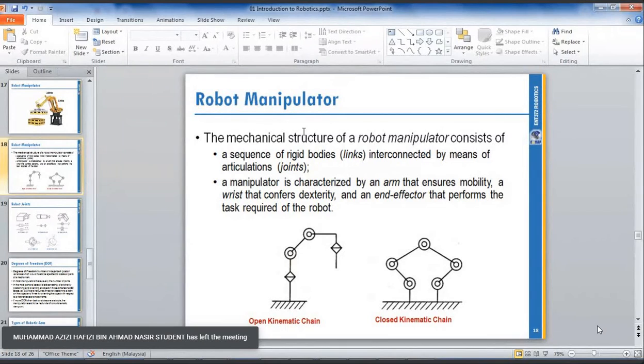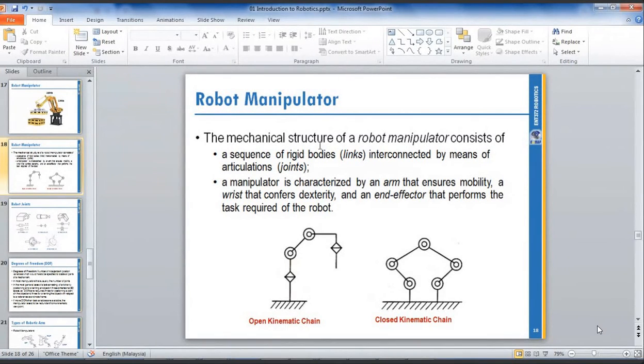Okay, the mechanical structure of a robot manipulator consists of a sequence of rigid bodies, links, interconnected by means of articulations, joints. So you have joint here, and between joints we call link. A manipulator is characterized by an arm that ensures mobility, a wrist that confers dexterity, and an effector that performs the task required of the robot.